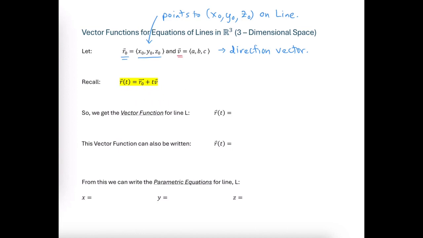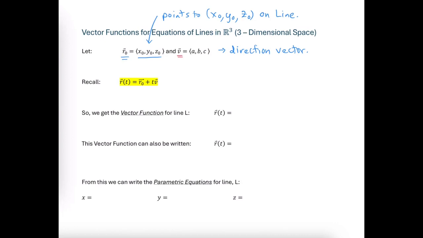Essentially, it feels a lot like the slope-intercept form of a line in pre-calculus algebra. This is what's getting us onto the line, and this is what's getting us the direction of the line. But then we have the value of the parameter that's going to be changing and moving us up and down the line. So from this, we can write this equation of the vector function.